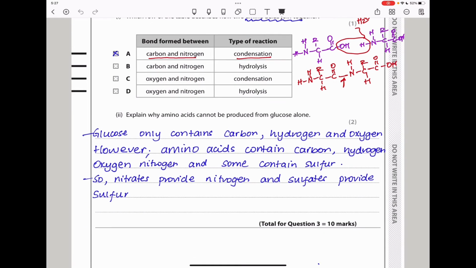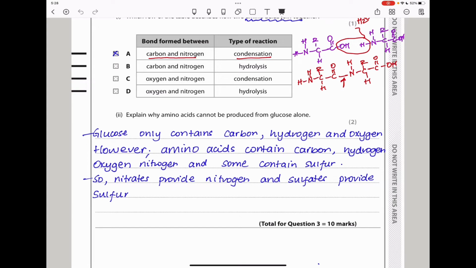The next part says, explain why amino acids cannot be produced from glucose alone. So the thing is, glucose will only contain carbon, hydrogen, and oxygen, yet in the production of amino acids, we need a nitrogen atom, and sometimes we need a sulfur atom. So glucose only contains carbon, hydrogen, and oxygen. However, amino acids contain carbon, hydrogen, oxygen, nitrogen, and sometimes sulfur. So the nitrates will provide the nitrogen, and sulfates could provide sulfur. That's basically how you can reason this.